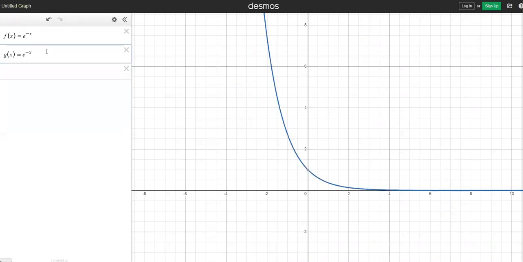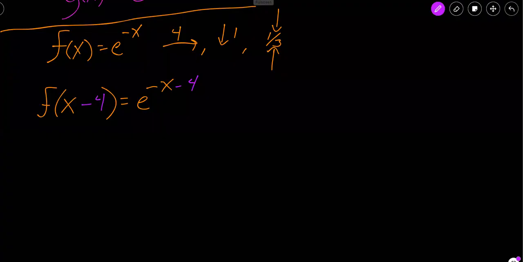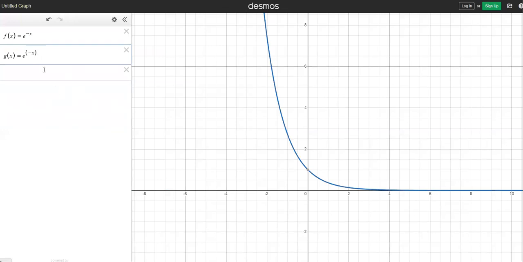And what I'm going to do is translate. Oh, let me put this in parentheses. It's not behaving. Oh, I'm sorry. I'm going to the right by 4, so I'm going to be subtracting 4 from x. And as you can see, everything got moved over by 4. You've got the red graph here, that's the original graph, and everything got shifted over by 4 units.